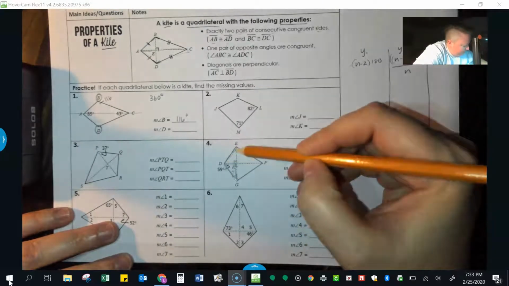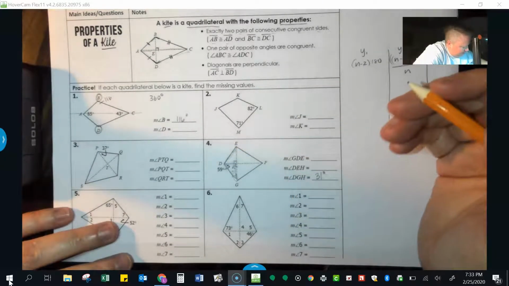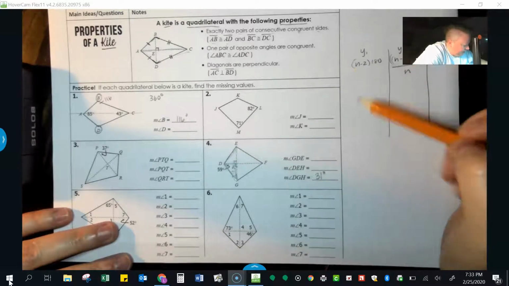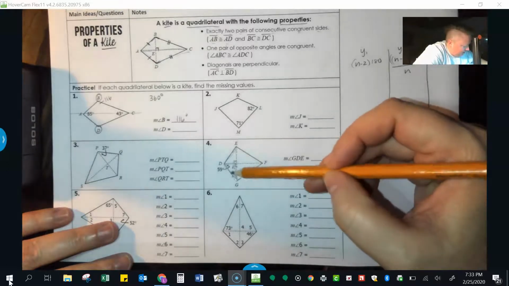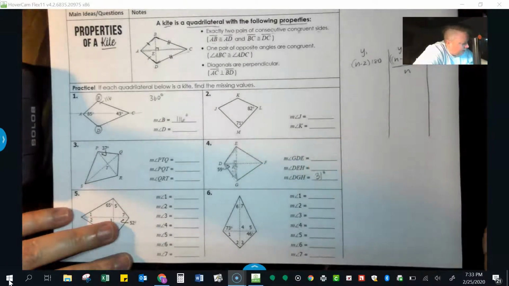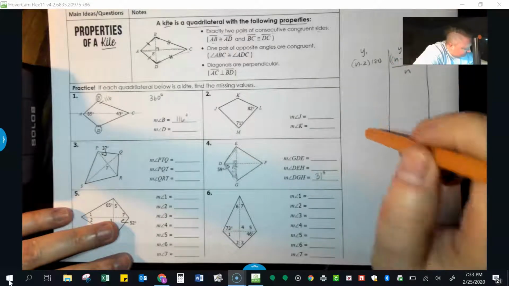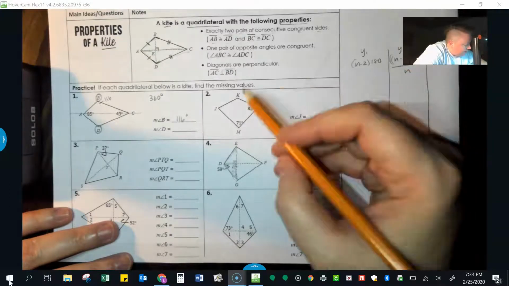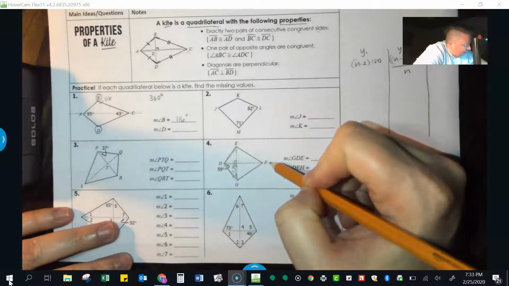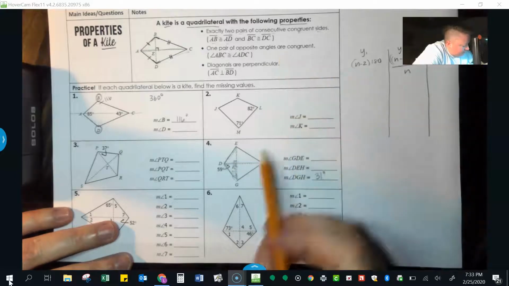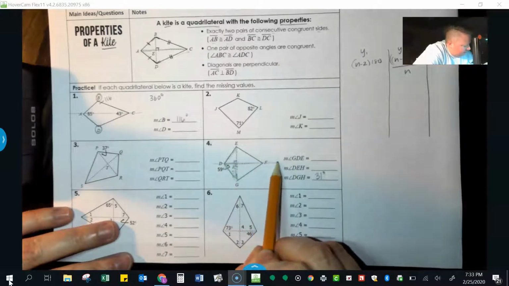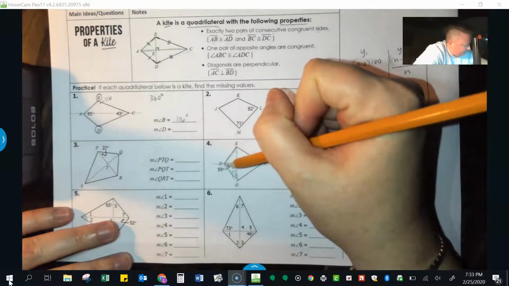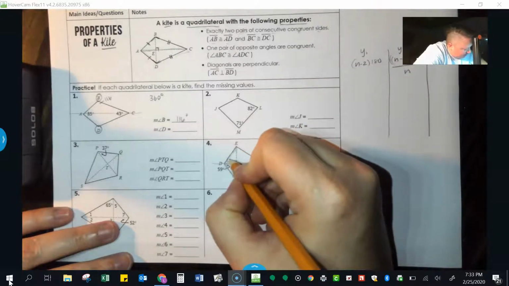Now we want DEH. Well, what we can look at here, it also wants GDE. All right, so let's look at our different properties up here. This is a line of symmetry, right? I know it doesn't say it up here, but it does have a line of symmetry. And this is a line of symmetry. That means that these two angles are congruent. So this is also 59.